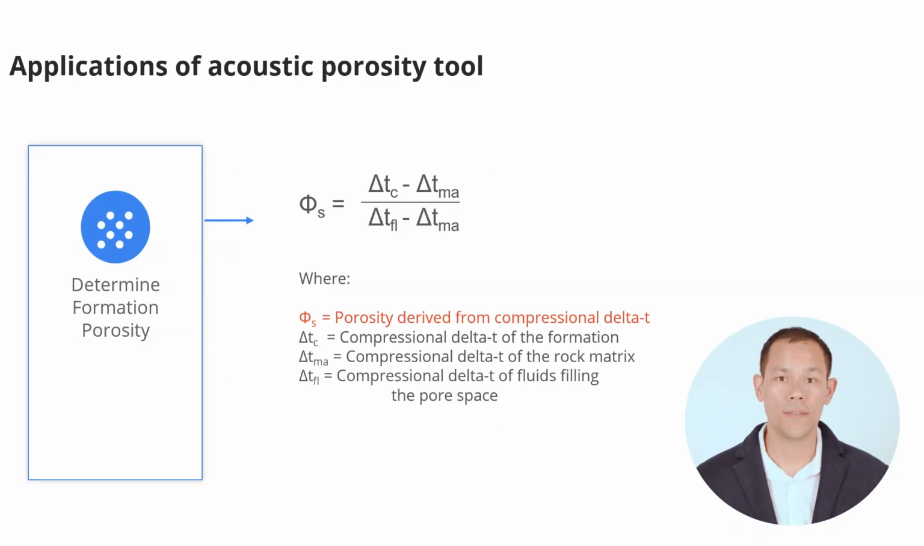The primary objective of logging an acoustic porosity tool is to determine formation porosity. Unlike porosity estimates from neutron and density tools, which reflect the total porosity, acoustic porosity tools indicate effective porosity. This is important because effective porosity helps determine if the fluid in the formation can be produced.